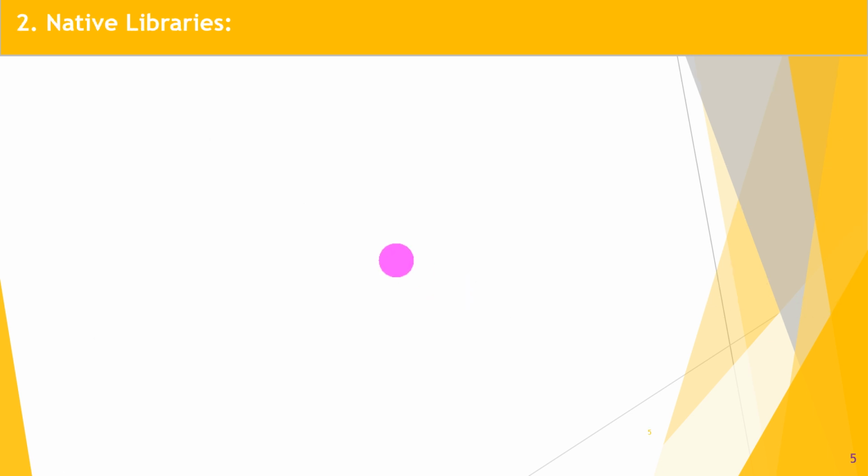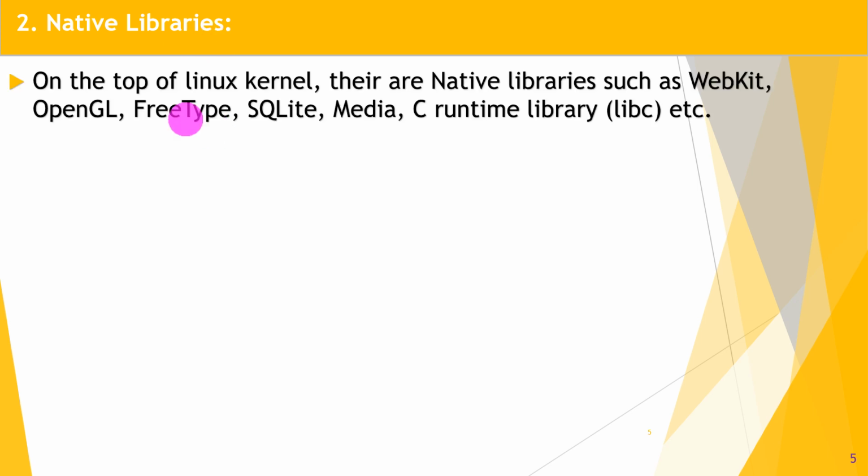So what is the second type of Android architecture? That is called native libraries. What are these libraries? On top of the Linux kernel, there are native libraries such as WebKit, OpenGL, FreeType, SQLite, Media, the C runtime library, that is libc, and much more. Great. These are all native libraries present in the second layer of Android architecture.